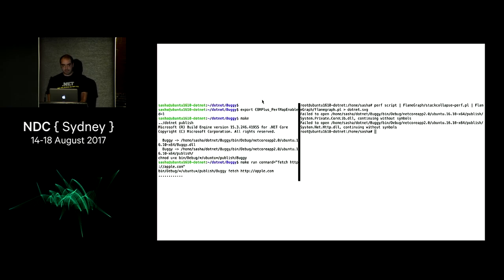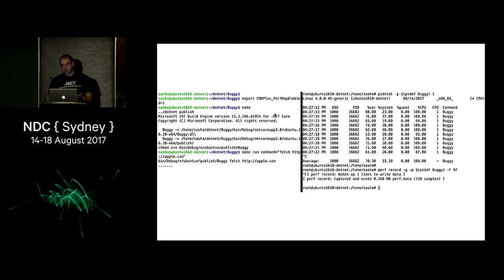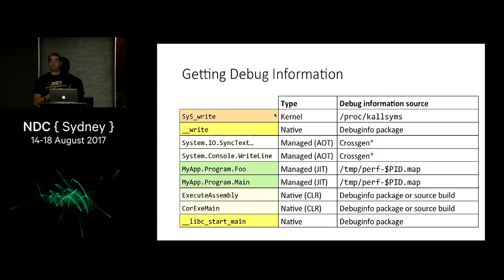There's this COMPlus_PerfMapEnabled environment variable, which when turned on will instruct the CLR to write out a text file with a line for each method that gets JIT compiled. So there's going to be a line there with the method address and the method names. And perf is going to be able to pick that up. Now you have to turn this on, again, in advance. So before you launch your application, that environment variable has to be on.